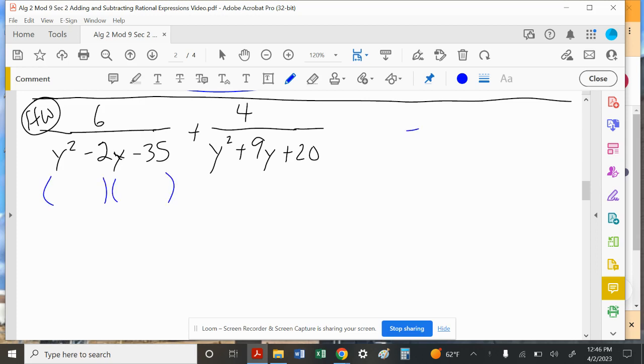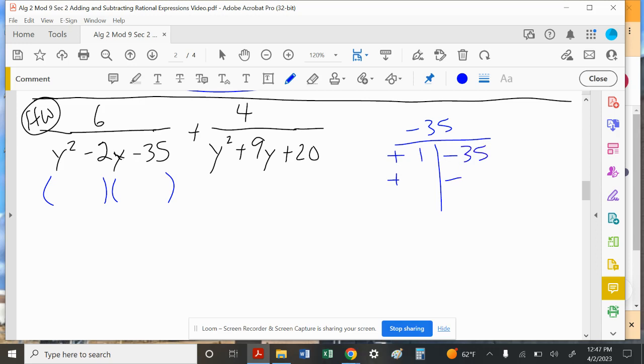So remember that I do the negative 35, figure out what are all the values. Notice because of this negative here, one's positive, one's negative. This tells me that the larger number is negative. So we do 1 and 35. Notice I'm not worrying about the sign. 2 doesn't go into that. 3 does not go into that. 4 does not go into that. 5 does. 5 and 7. And notice that 5 and negative 7 add up to negative 2. So this would be y plus 5, y minus 7.